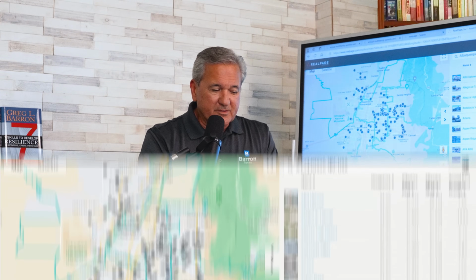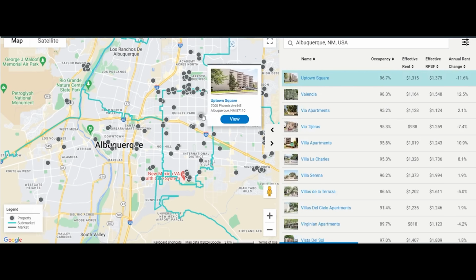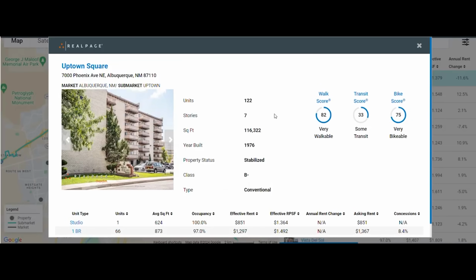Let me go back to the Albuquerque example. With this particular website, you can actually pull up Albuquerque, and within this map, it will show you every multifamily unit, whether it's 25, 50, 400 units, and you can deep dive into if they are at a point where their rents are being suppressed and whether they're offering concessions. Let me show you what I'm talking about. I'm just going to take a random sample here. I'm going to tap on this one right here in Quigley Park. Happens to be Uptown Square. I just press view, and then it pops up there.